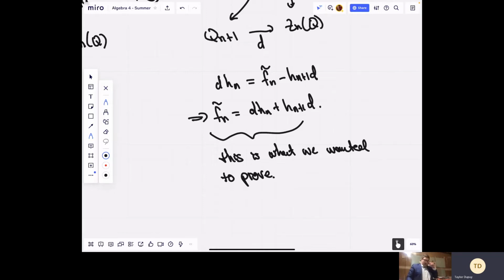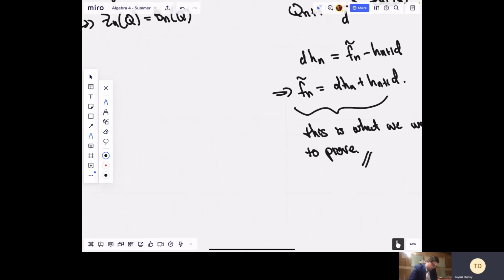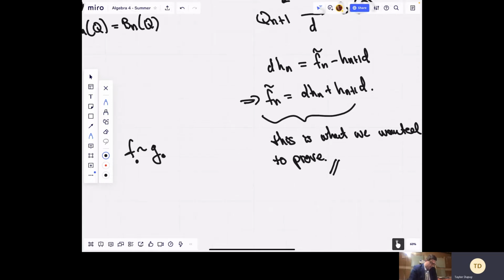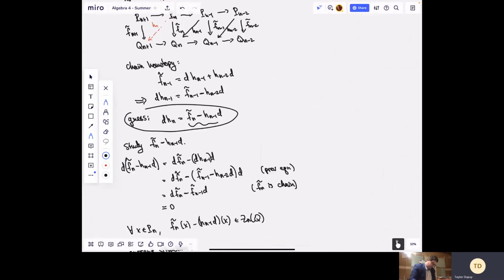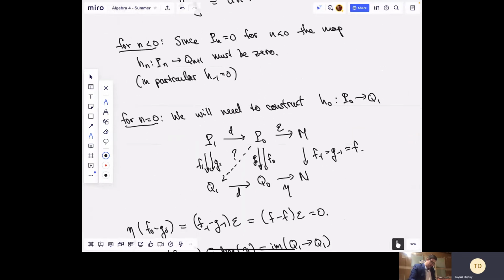All right, that's the end. We showed that F and G are chain homotopic, because we showed that F tilde, which was defined to be the difference of those two maps, was null homotopic, and that's the definition of being null homotopic. So that completes the proof.